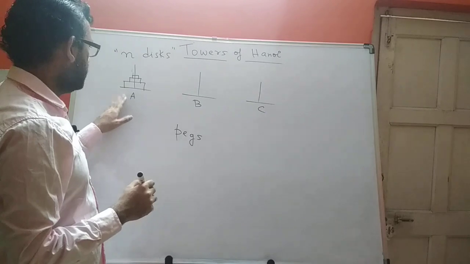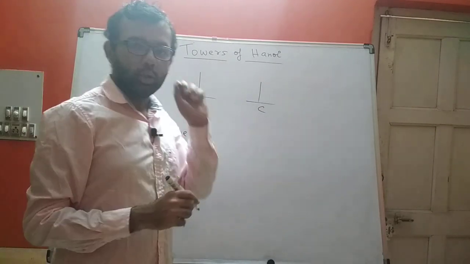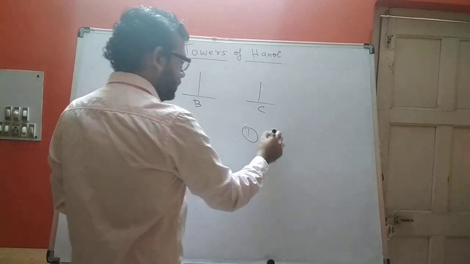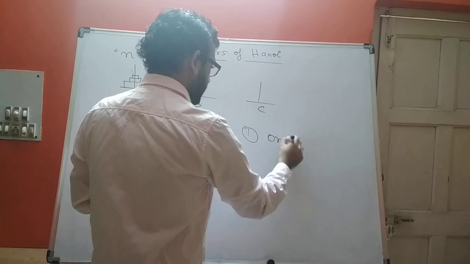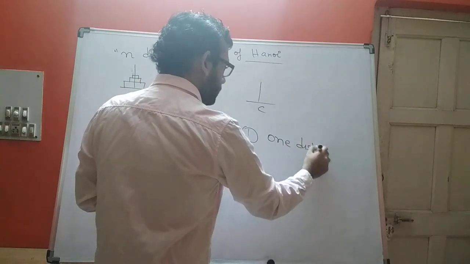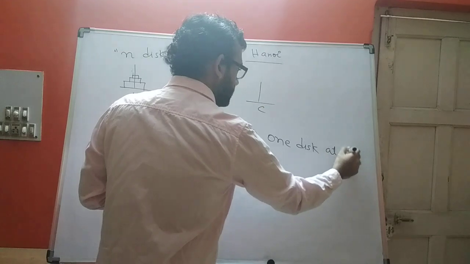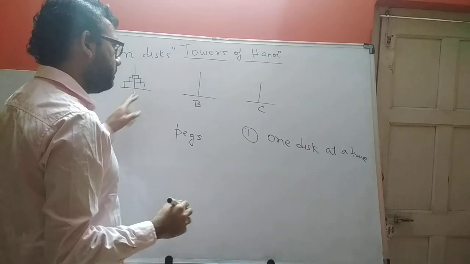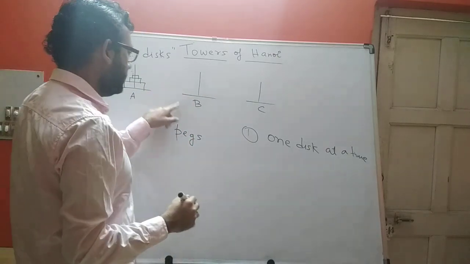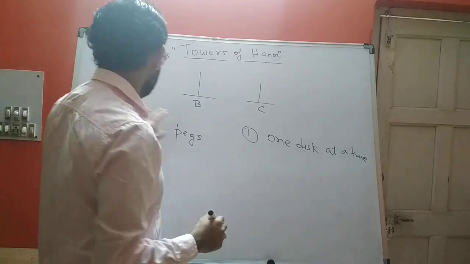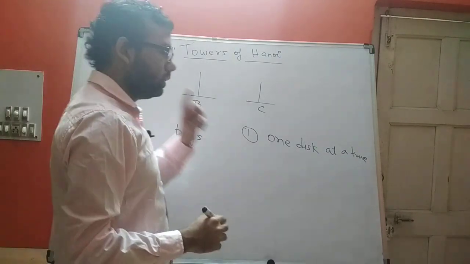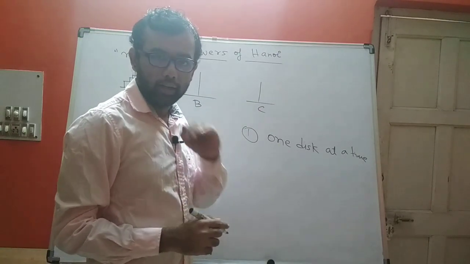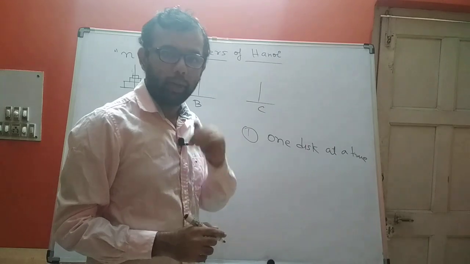But while transferring discs from peg A to peg B, you will have to keep two constraints in mind. Constraint number one, you can move only one disc at a time, from any peg to another. If you're moving a disc from peg A to peg B, that will be only one disc. If you're moving a disc from B to C, that will be only one disc. So at a time, you can move only one disc from one peg to another.